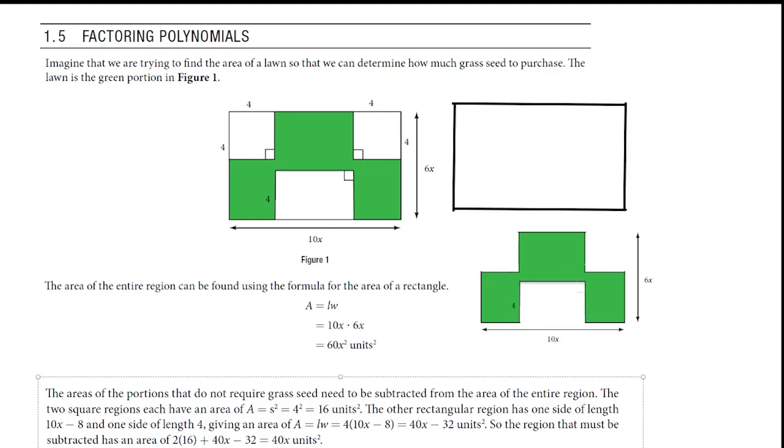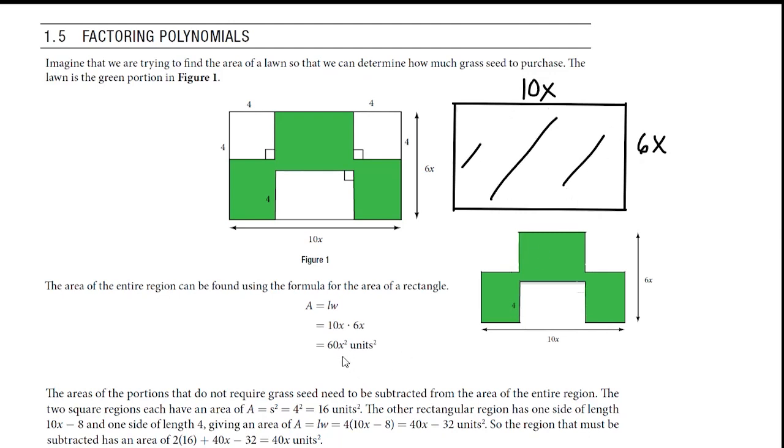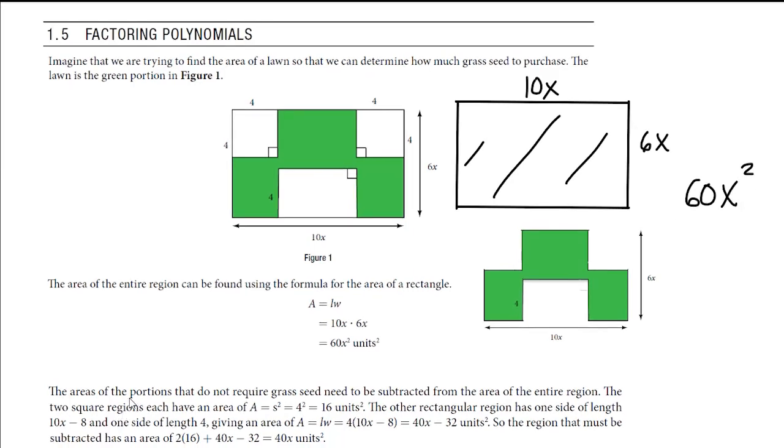Imagine we're trying to find the area of a lawn so we can determine how much grass seed we need to buy, and that's what we see here in this figure. So if I want to start out by finding the area of the entire region, this length right here is 6x, and this length right here is 10x. So the area for the whole rectangle is 60x squared. But I want to just find the grass.